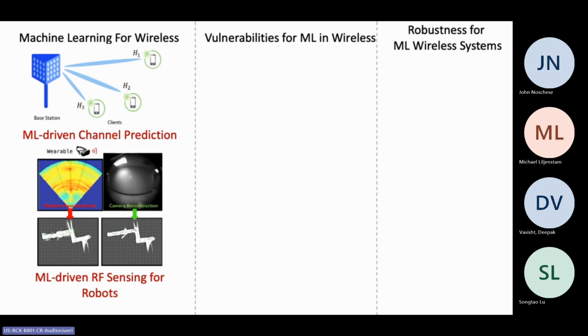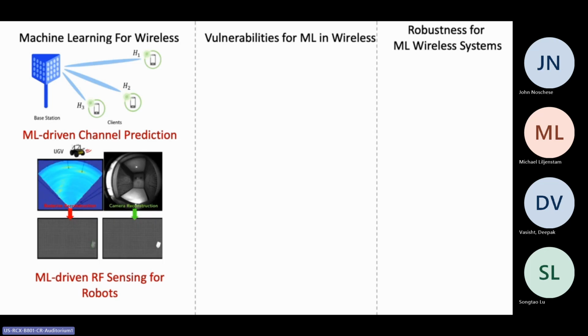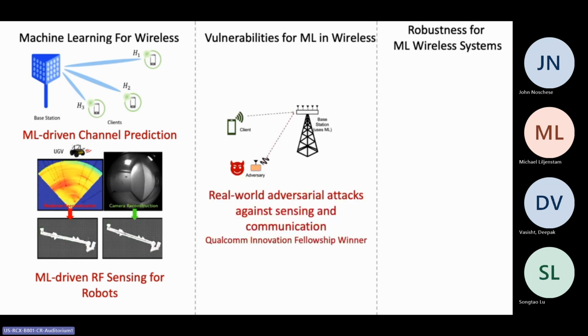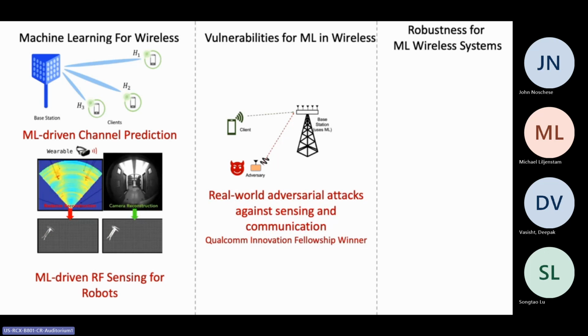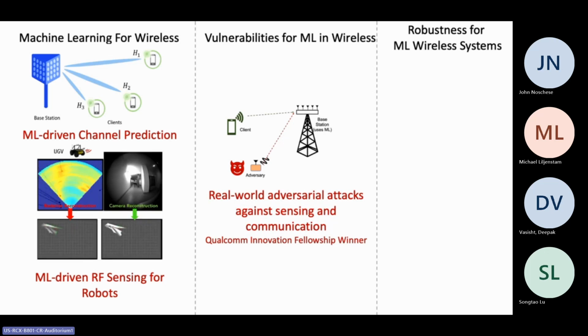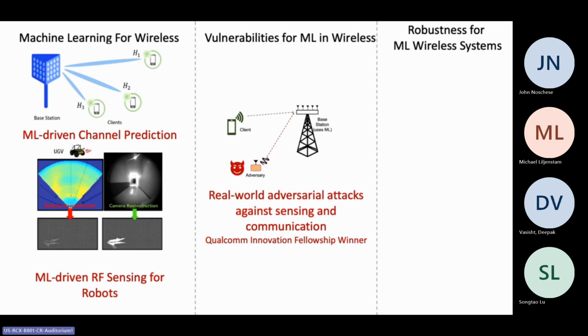The second thrust of our work is on reliability: when we take these systems and deploy them in the real world, what kind of vulnerabilities and challenges do these systems face? To this end, we demonstrated the first real-world adversarial attacks against machine learning systems. These are neural network-based systems for both communication and sensing. This work was done as part of our RINGS project and won the Qualcomm Innovation Fellowship, I guess, last year or so.